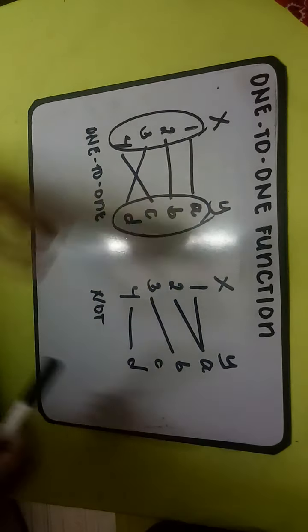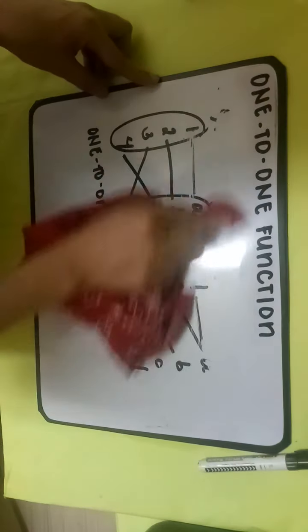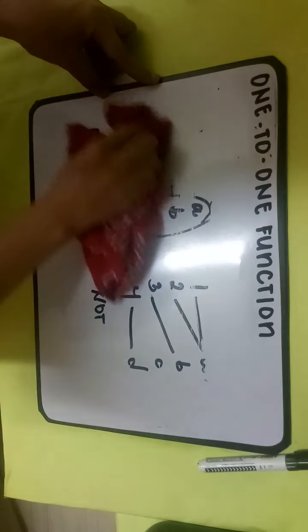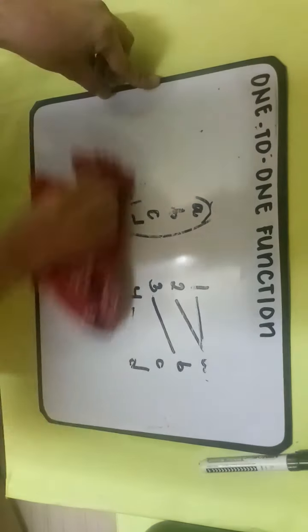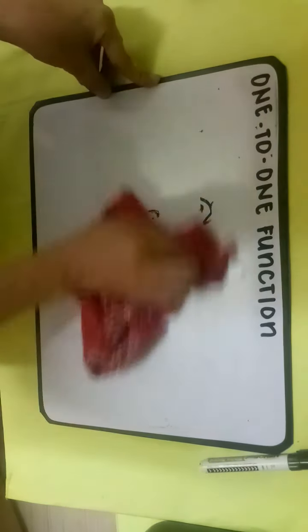Sa graph naman, we can identify if the given graph is a one-to-one function using a horizontal line test. If we are using vertical line test to identify if the given graph is a function or not, for one-to-one function, we use horizontal line test.